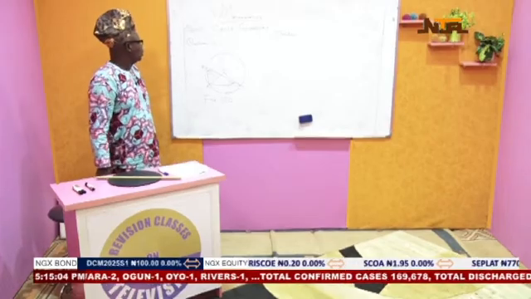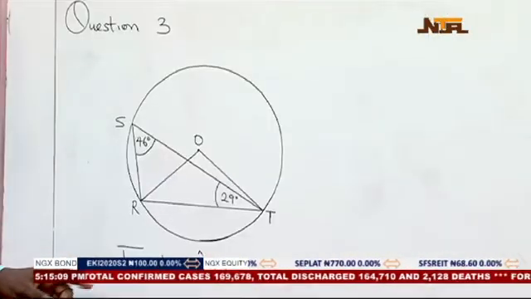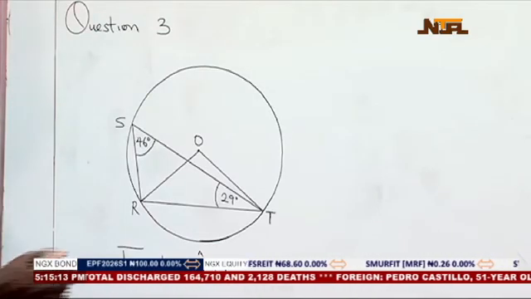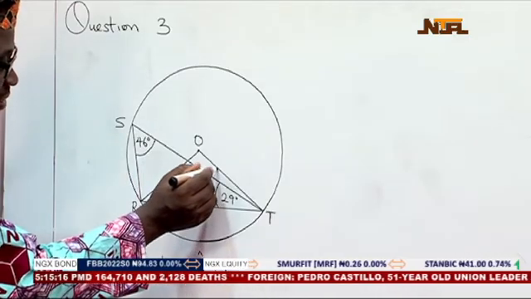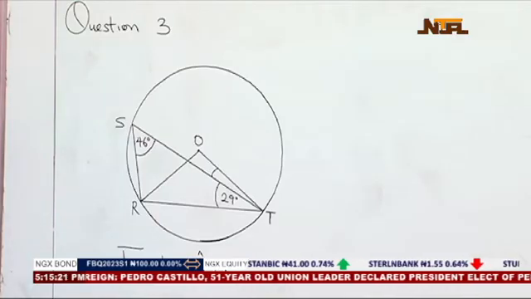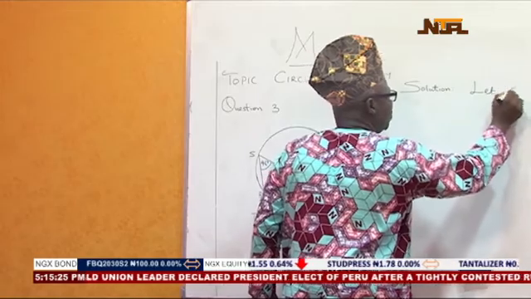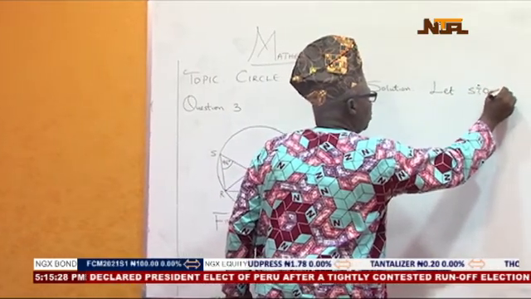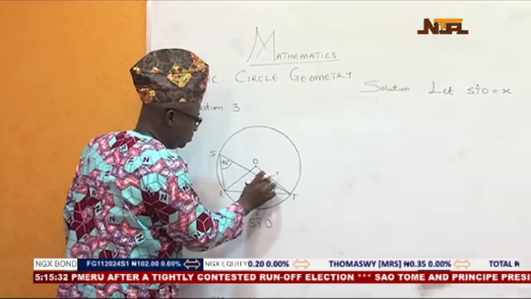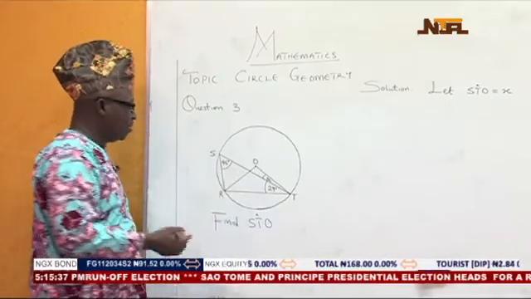Now moving on to question number 3, we have the diagram, and in this diagram we are required to find the angle STO. Looking at this, this is the angle STO, that is the angle we are looking for. Now I can say let angle STO be X. So I'll write X in that region. So we are looking for that angle.